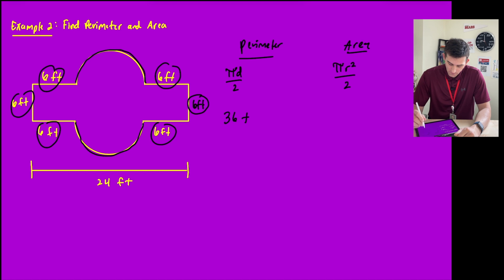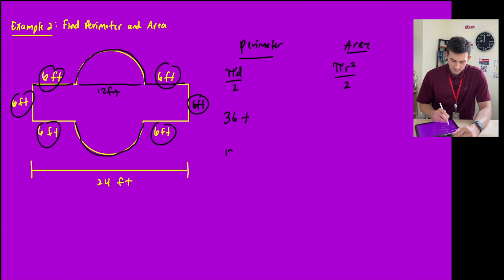All right. So if our entire shape down here says 24 feet in length, and we have 6 feet here and 6 feet here, then this distance here remaining would be 12 feet, right? Okay. So for our perimeter, we're going to do pi times diameter divided by 2. So the diameter is 12 feet. So this would be 12 pi divided by 2, which would be equal to 6 pi.